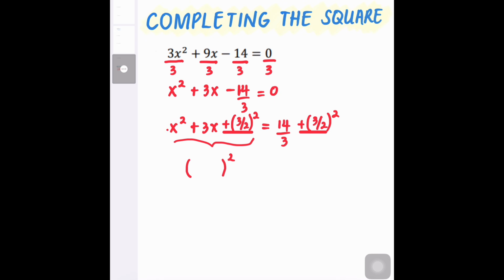We take the square root of x squared, which is x, then we take the sign of the middle term, which is positive, and we take half of the middle term. So there's going to be 3 over 2 here, equals. Now we can simplify the right-hand side. We have 14 over 3 plus 3 over 2 squared, which is actually going to give us 9 over 4.